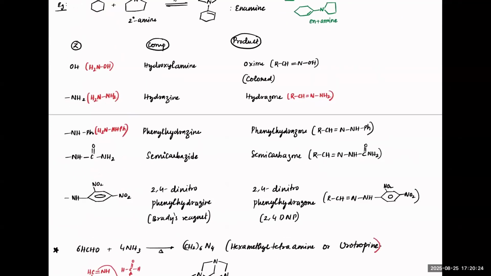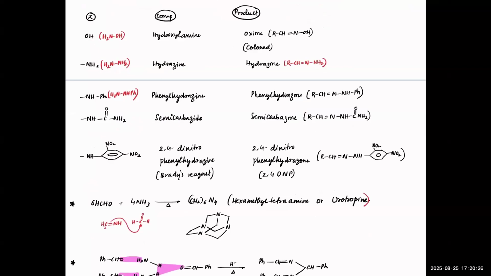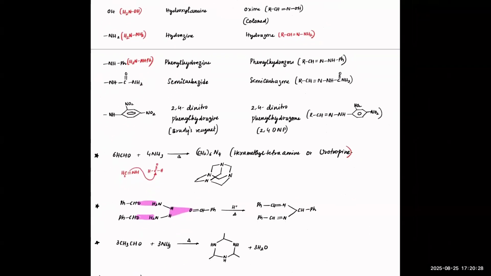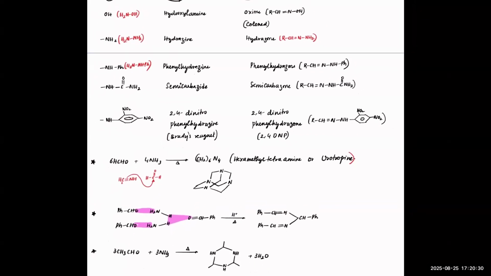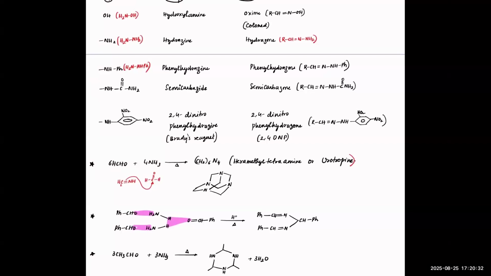Are all the cases clear, beta? Please check the ammonia cases once, all of them. What is the product you will get? Check that.